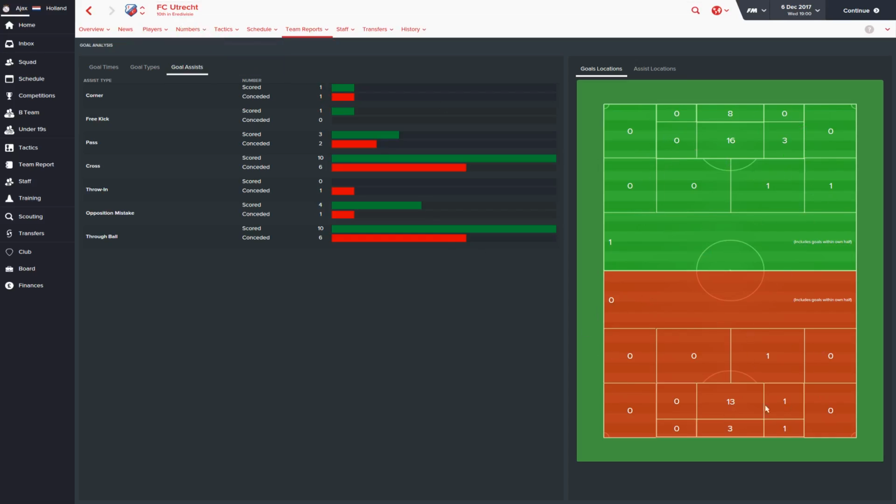So the top part is the scored, bottom half is conceded. So you can actually get two pieces of information there. Also do take into consideration that it is a full pitch and it is the same side at both ends. So for example here, this is their right.